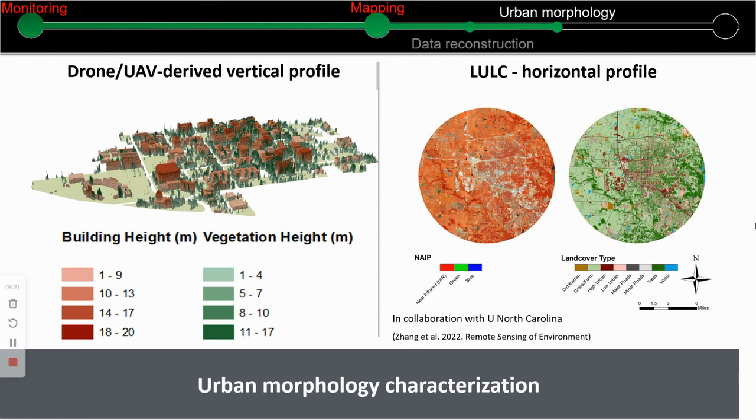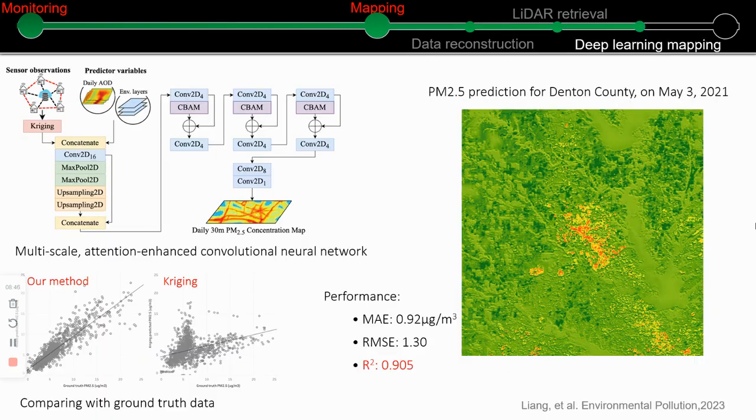In addition, this project also uses NAIP data, which is an airborne product at 1 meter spatial resolution. Based on this data, we generate the land cover types, eight different land cover uses, and are able to characterize the horizontal profile of each site's characteristics.